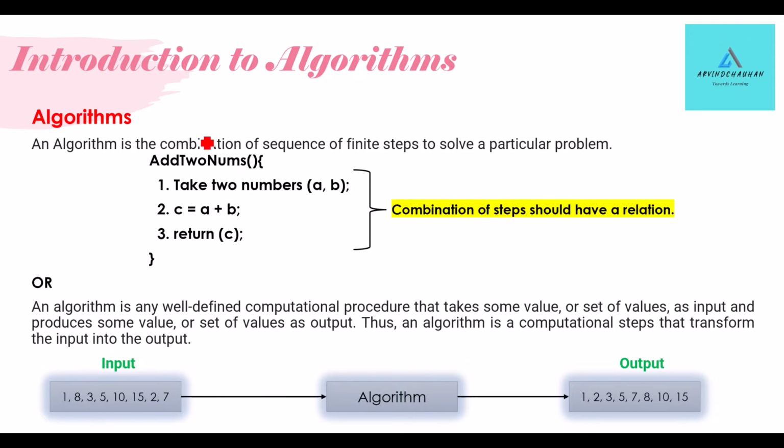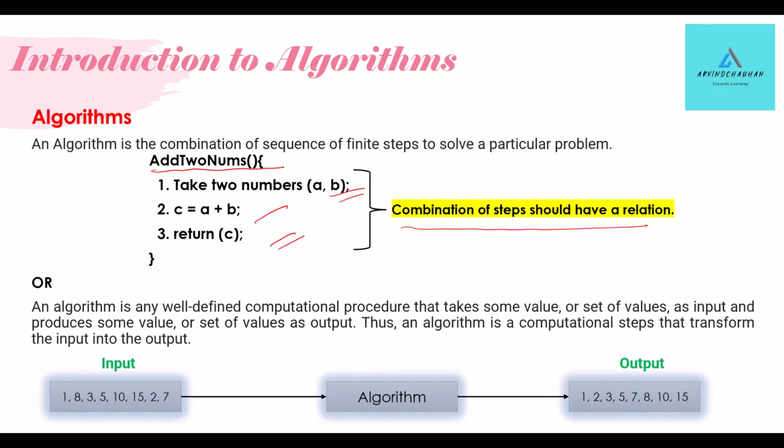So here, this is the algorithm for addition of two numbers. Here first we have taken two numbers, then we store the A plus B result into C, and finally we are returning the result of C. So the first most important point we have to consider is that the combination of steps should have a relation.